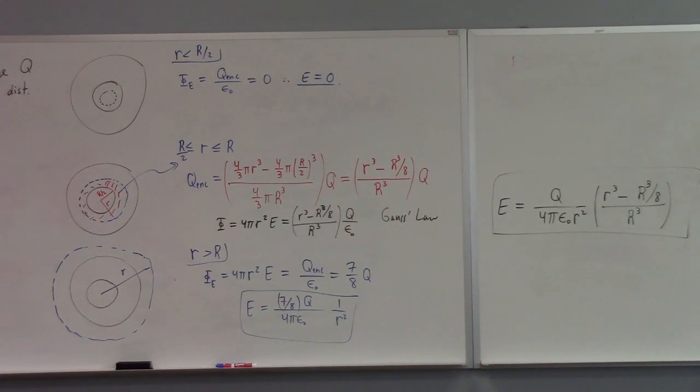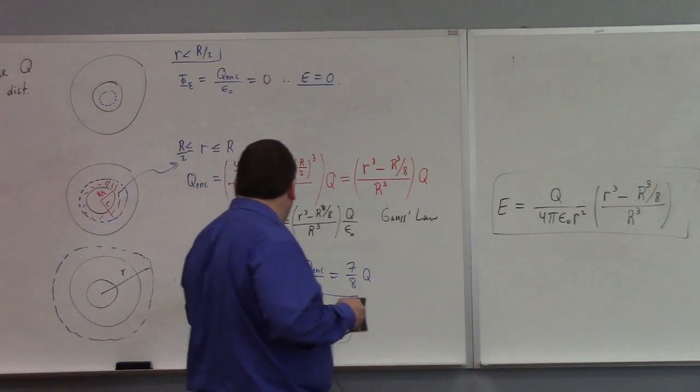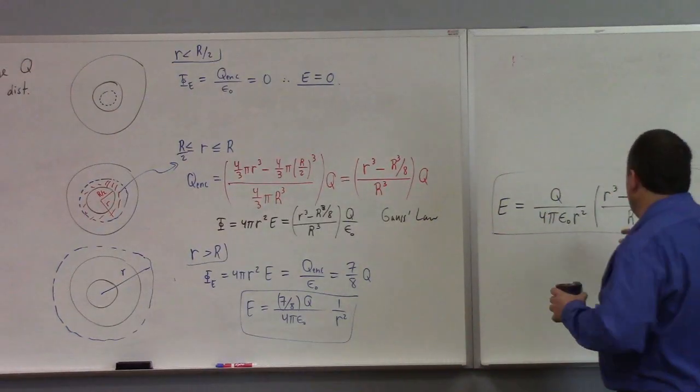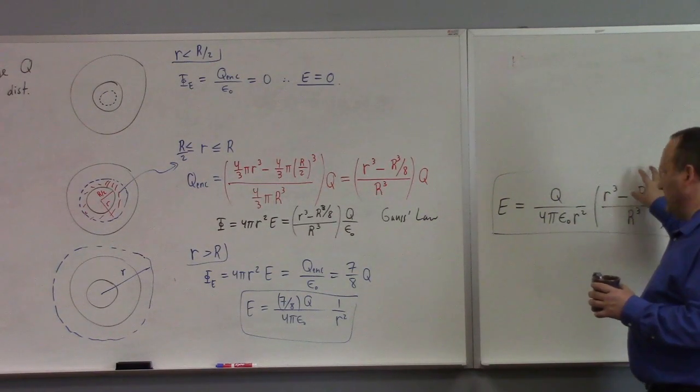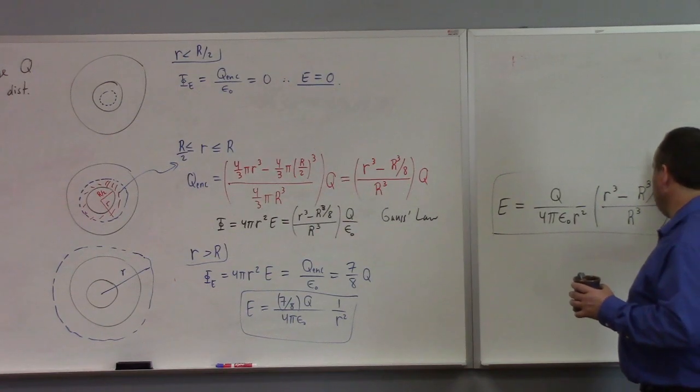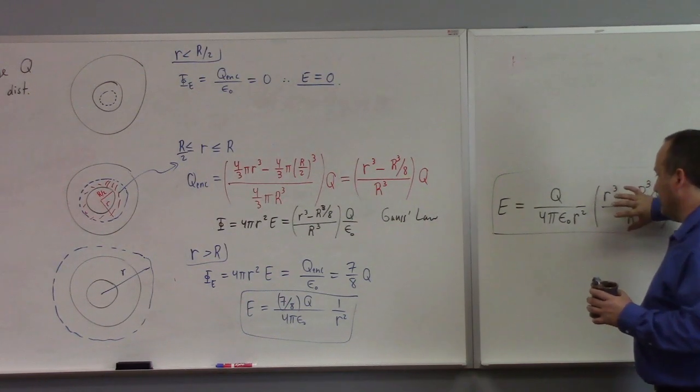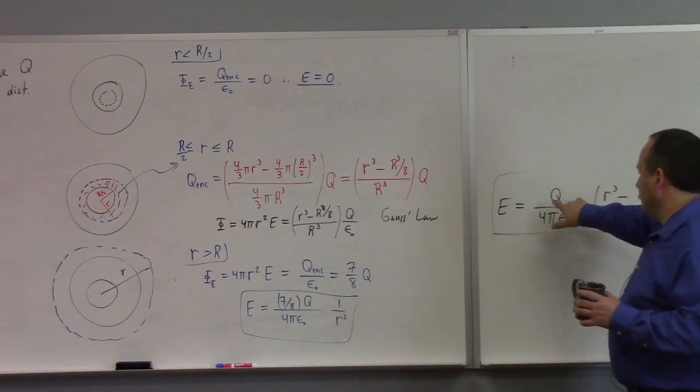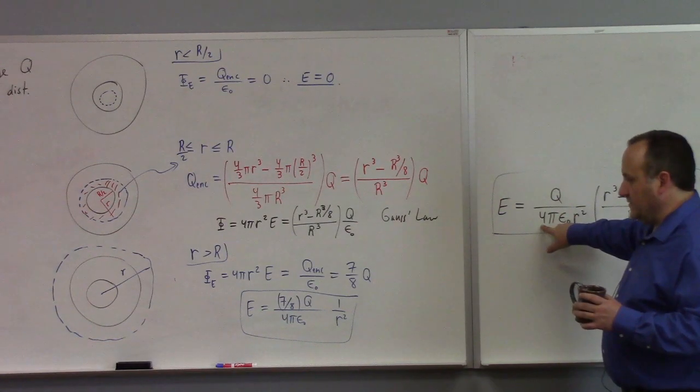Does that match? We can always check our answer. What should happen when we put little r equal to big R? We should match that third case, right? Because there's no localization of charge at the shell, it should just continuously patch together. If I put little r equal to big R, I get 1 minus 1/8, which is 7/8, and the R cubes cancel. So I get 7/8 Q divided by 4 pi epsilon naught R squared.